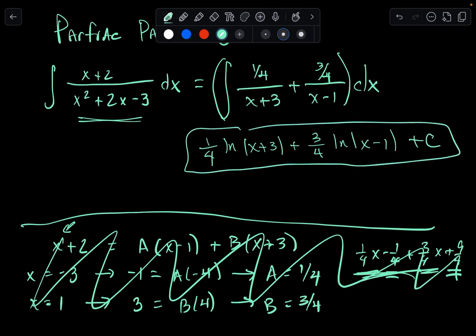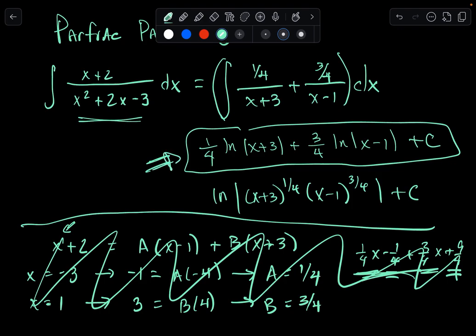You could do like the natural log of x plus 3 to the 1/4 times x minus 1 to the 3/4. You could do something like that even, but this is totally acceptable, right? No need to go that far. If you try this, you probably won't mess it up, right? There's a chance of messing it up, so I wouldn't try that. Just know, though, that it could be written like that in multiple choice questions. Okay.